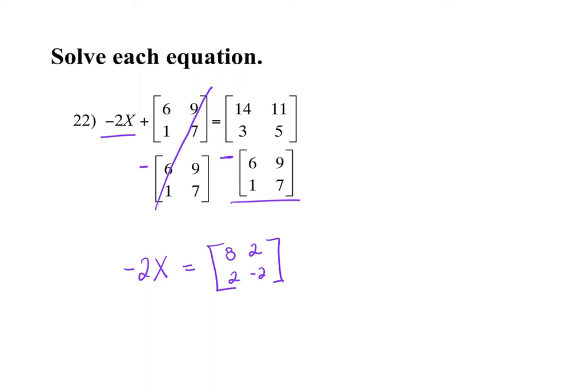And now I'm going to divide everything by whatever is in front of this. Now, think about this. We haven't done division, but we have done scalar multiplication. If I divide by negative 2, that's the same thing as multiplying everything by negative 1/2, or just divide everything by negative 2. It's the same thing. So if I divide 8 by negative 2, I get negative 4. If I divide 2 by negative 2, 2 by negative 2, and negative 2 by negative 2, this is my answer for my matrix.